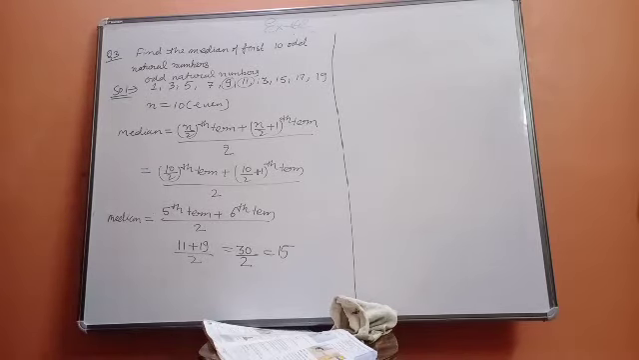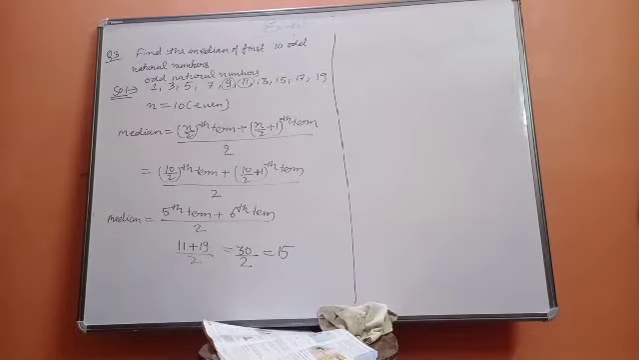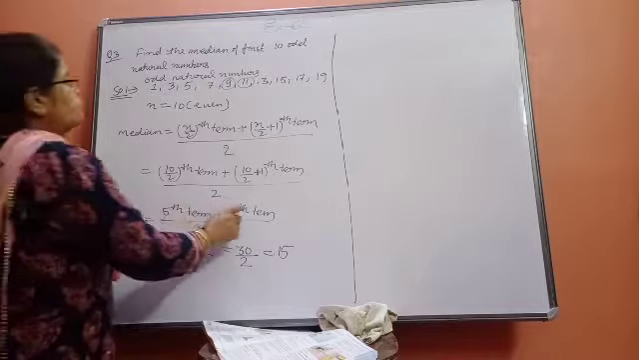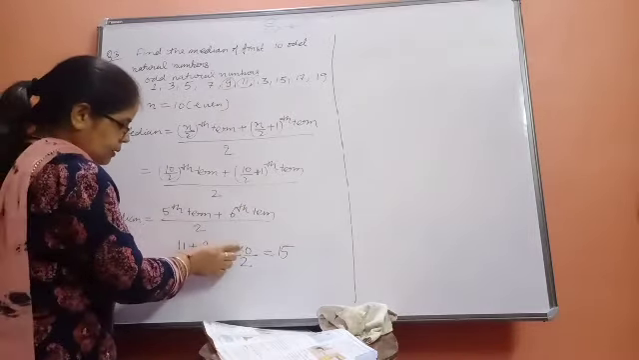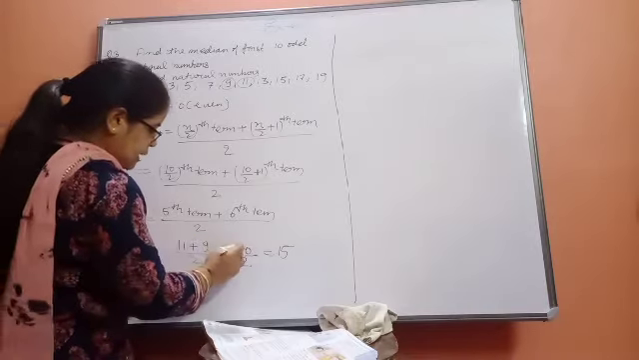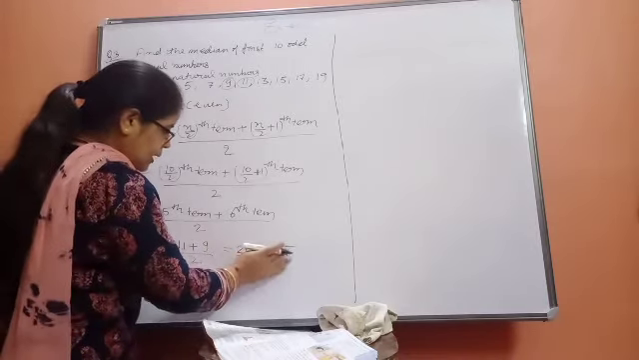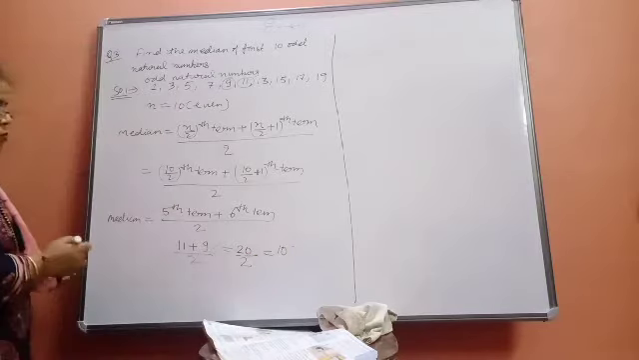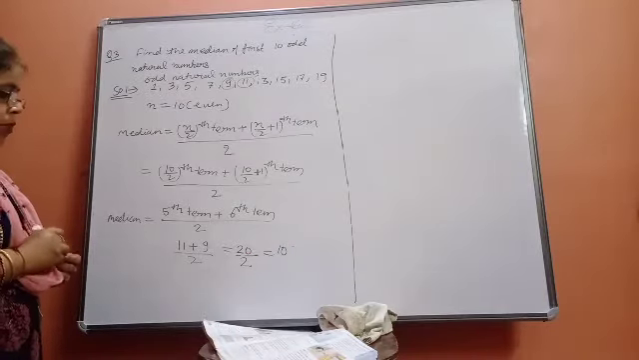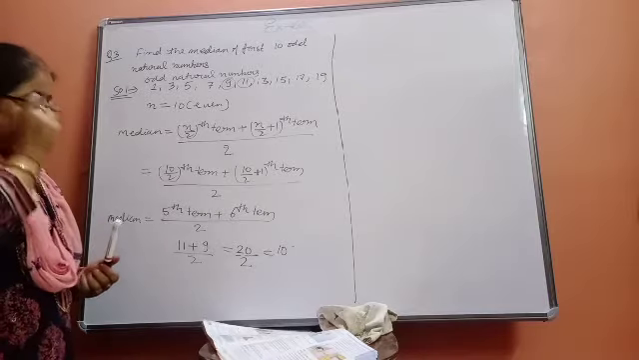Now moving to the next one. See that the sixth term is not 19, it was 9. By mistake I have written 19 here. So it will be 11 plus 9, which is 20. 20 upon 2 will be 10. So what will be your answer? 10 will be your answer. So no problem, do it in this way. Now come to question number 4.